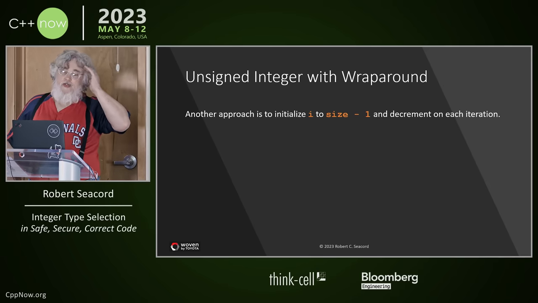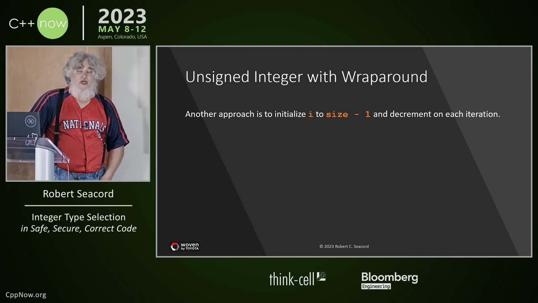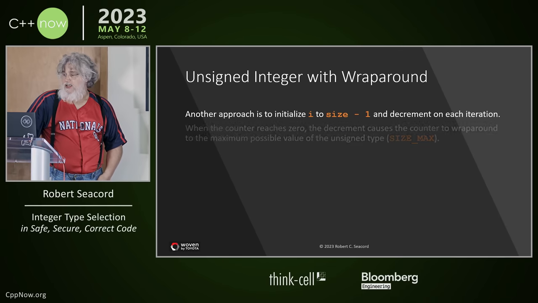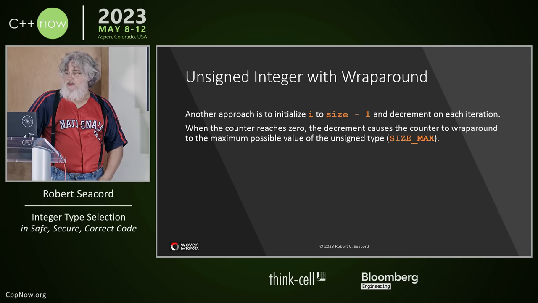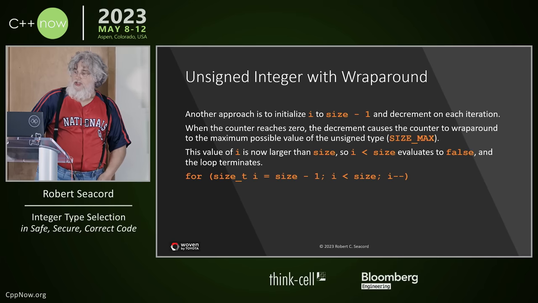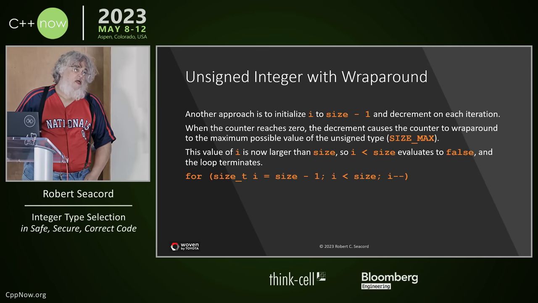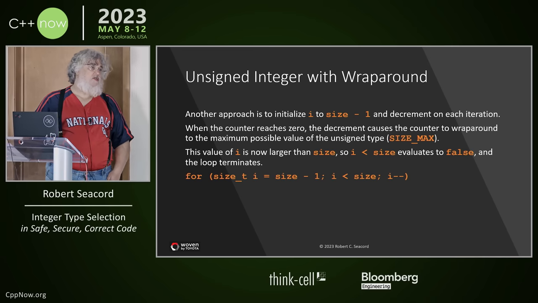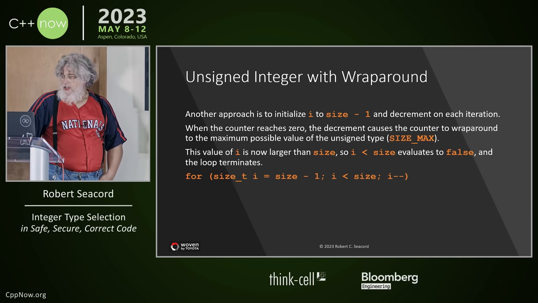Okay. So here's another approach, right? So another approach is, why don't we use unsigned integers with wraparound? So we could initialize i to size minus one, and decrement on each operation. When the counter reaches zero, the decrement will cause the counter to wrap around to the maximum possible value, size max. And so now that the value of i is larger than size, this termination condition of i being less than size will evaluate to false, and the loop will terminate. And this is guaranteed to work because unsigned wraparound is well-defined behavior, right? The compiler has to generate that code.